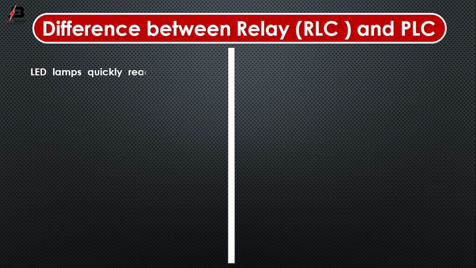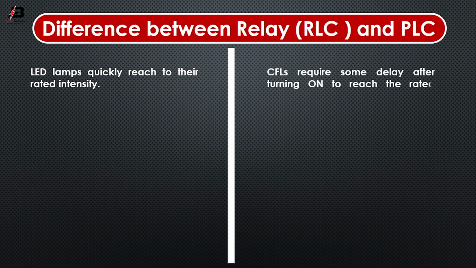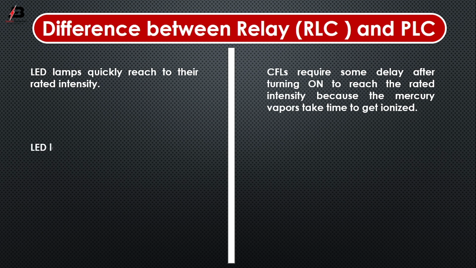LED lamps quickly reach their rated intensity. CFL requires some delay after turning on to reach the rated intensity because the mercury vapor takes time to get ionized. LED lamps consume less power.